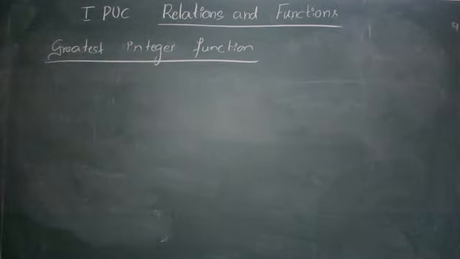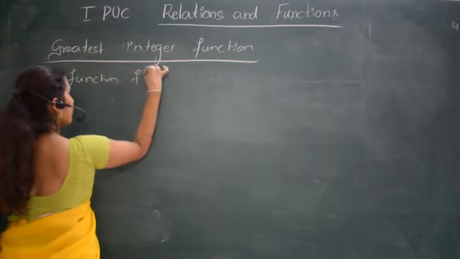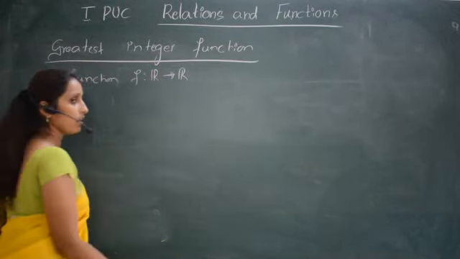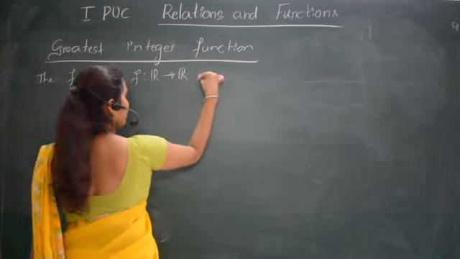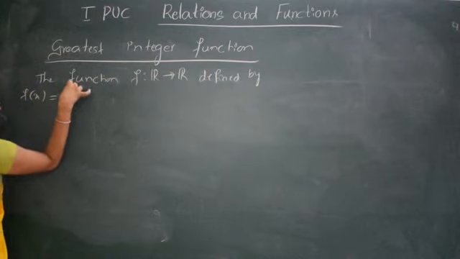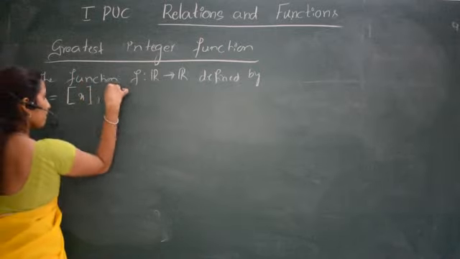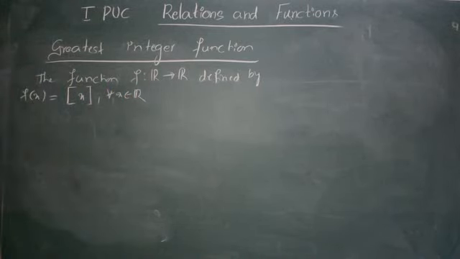Greatest integer function. The greatest integer function is a function f from R to R, defined by f of x equal to [x] for all x belonging to R, which assumes the value of the greatest integer less than or equal to x.